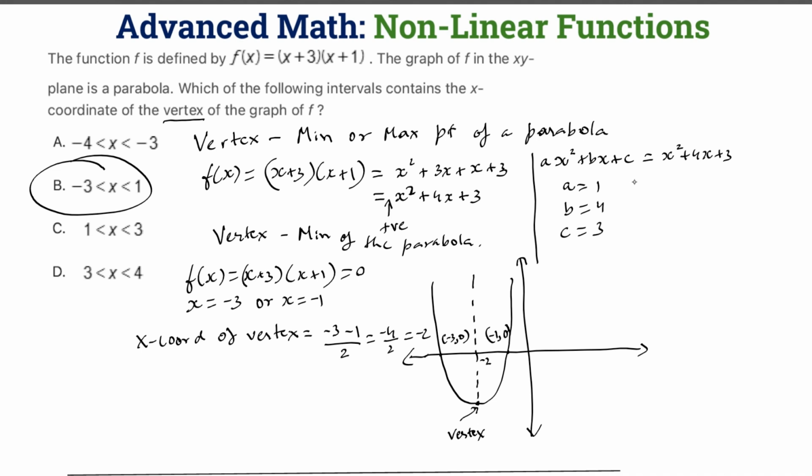And the x coordinate of the vertex is actually equal to -b/2a. Okay, and so -b in this case is -4, and 2a is just 2, and so the x coordinate of the vertex is going to be -2, which again is part of the interval -3 is less than x is less than 1.